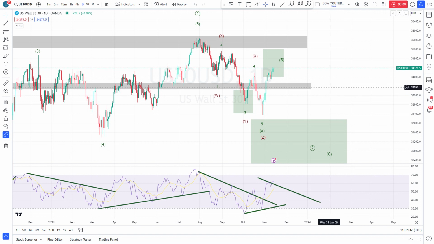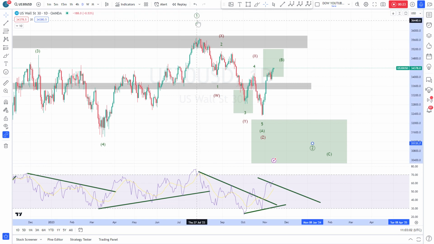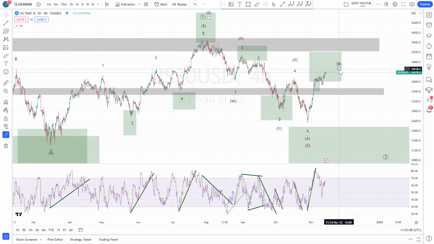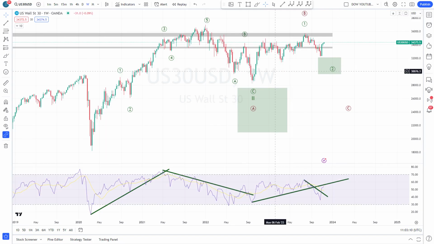For the record, time is around 11 a.m. GMT. So here we are looking at the daily chart. Let's do a quick recap. So the expectation, or the primary scenario, is that we finished a wave 1 right here to the upside. So we're coming from this low here, and so wave 1 here to the upside.